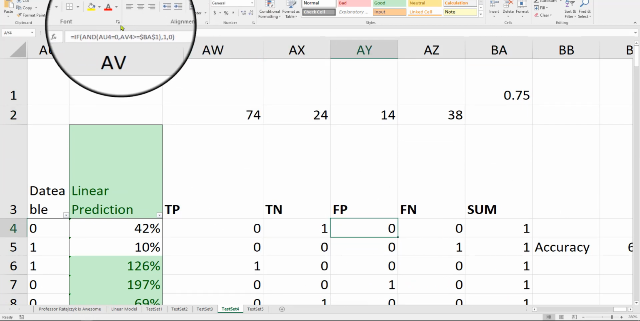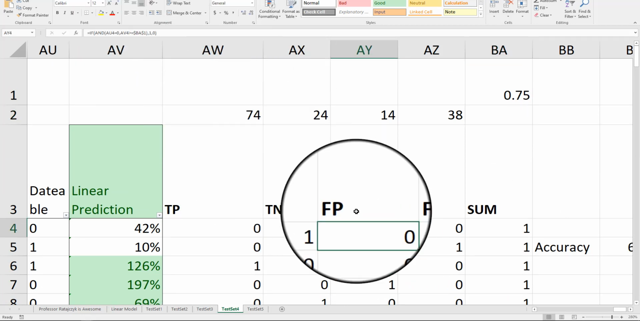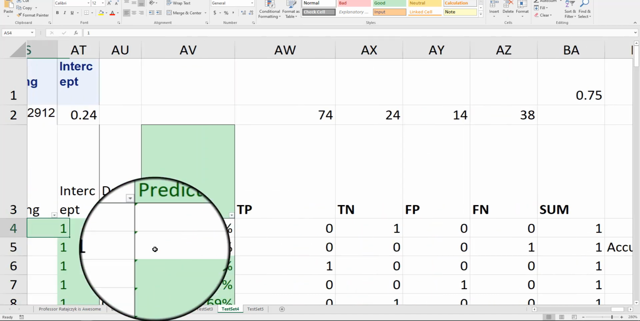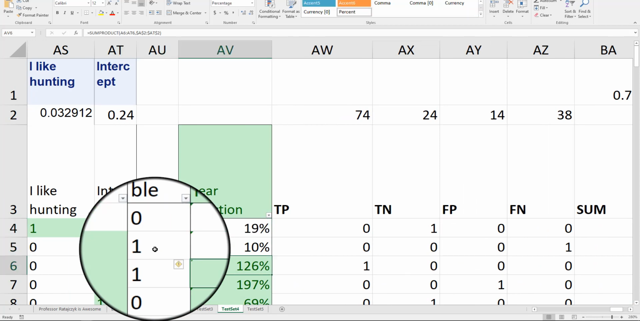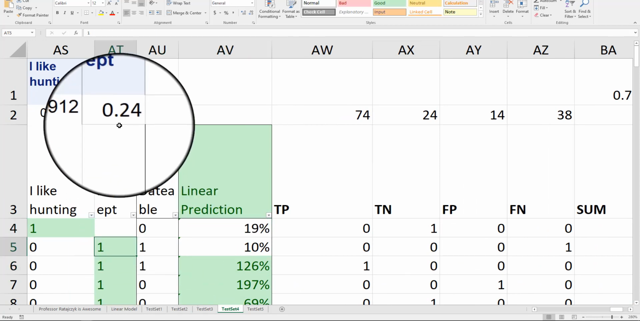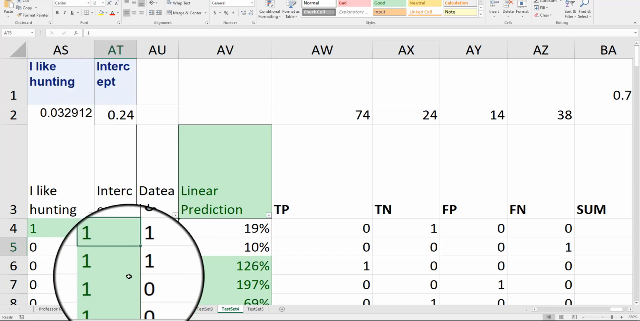The other one is you don't use absolute cell references in the right spots. Some of you might forget to actually put that intercept in there. Because if I get rid of that intercept, look at my scores. It goes down quite a bit, because that intercept is worth 24 percentage points.